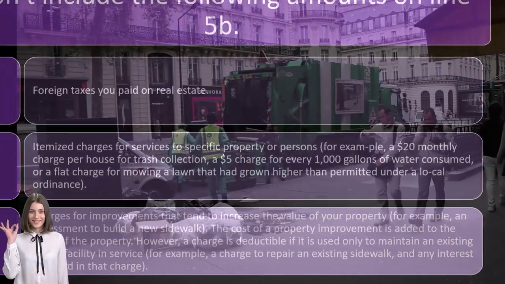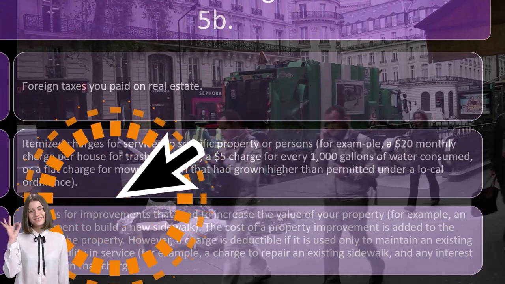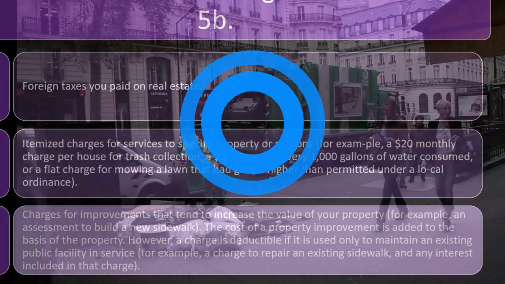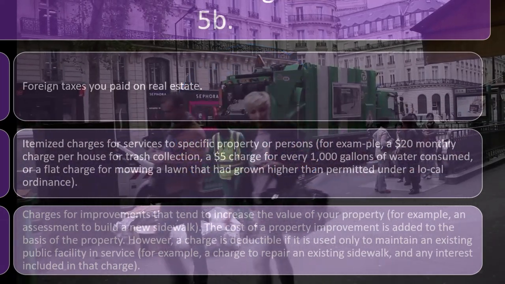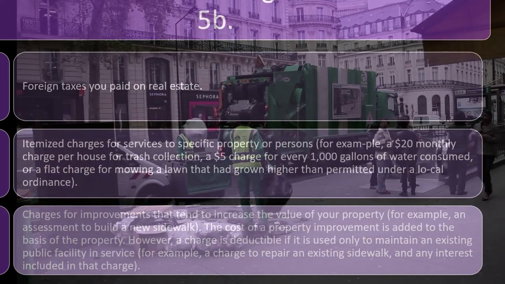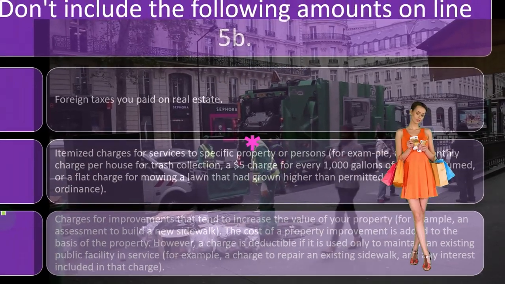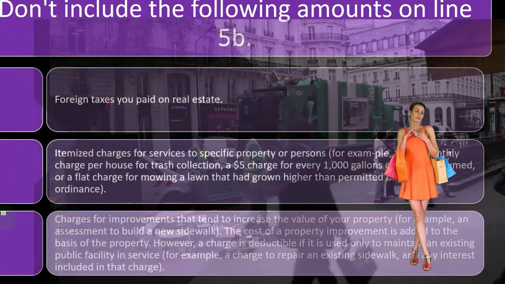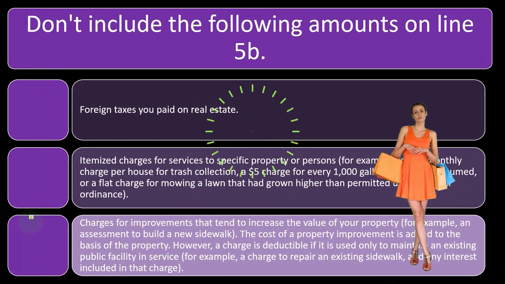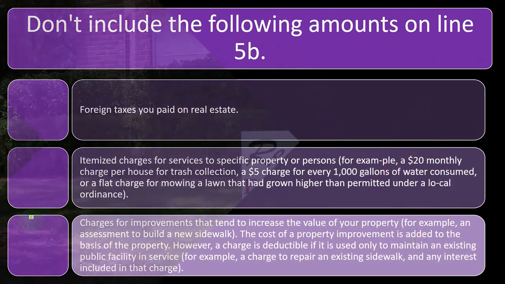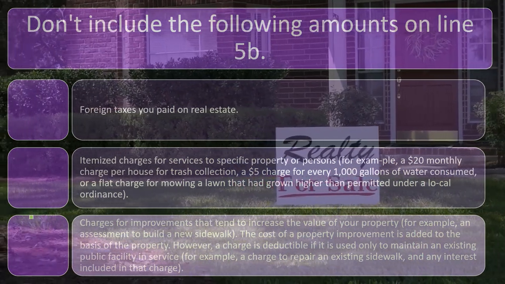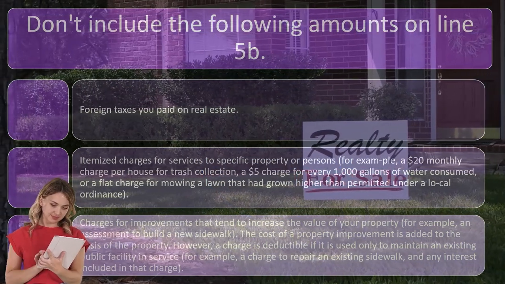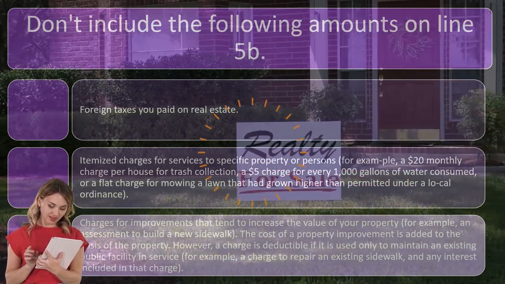Charges for improvements that tend to increase the value of your property. For example, an assessment to build a new sidewalk. So if you're paying for an assessment to build a sidewalk, then you're probably paying for an improvement to the home, not being taxed. So the cost of the property improvement is added to the basis of the property, meaning you're increasing the value of the home so that when you sell the home, you'll have less of a gain at that point in time. And that's when you might have a tax benefit from it, although the home would most likely be exempt anyway for a large portion of the gain. So it might not be all that beneficial to you, but there it is.